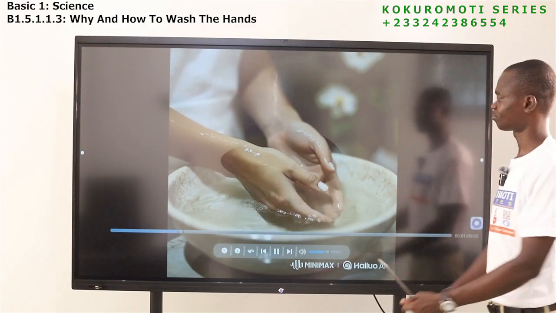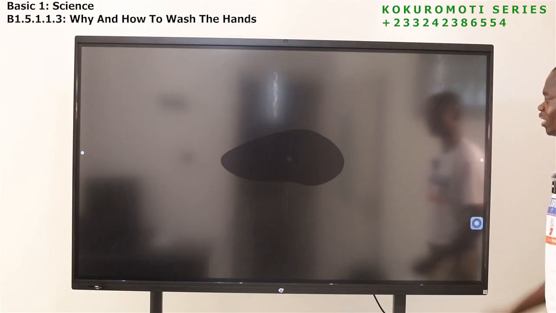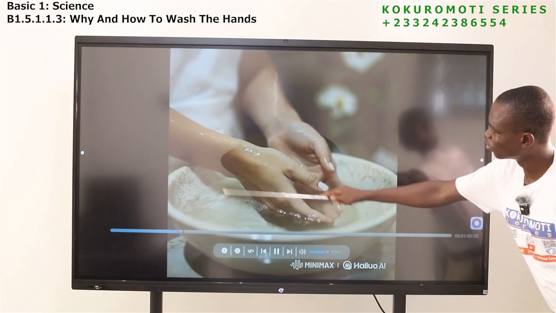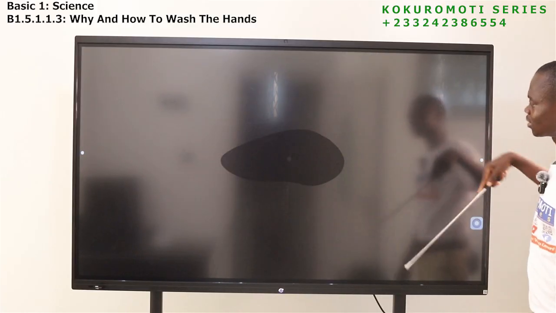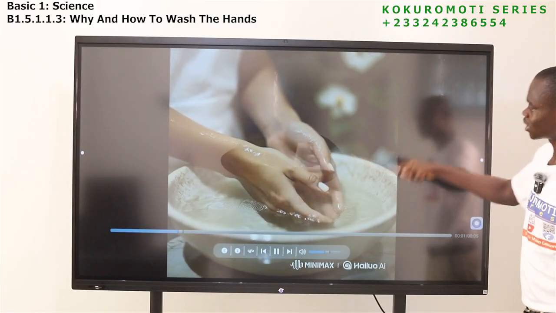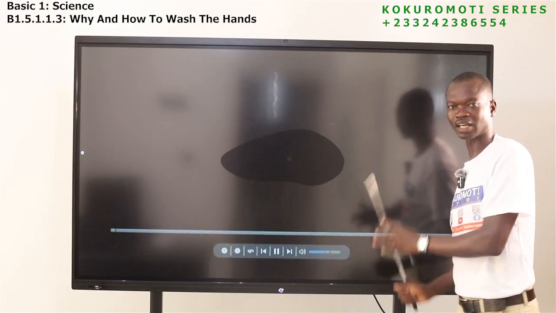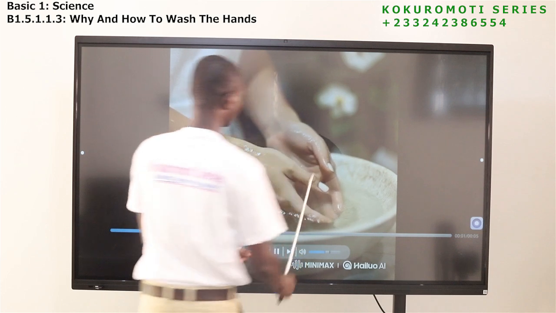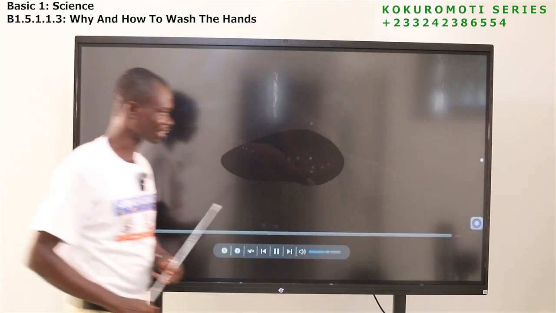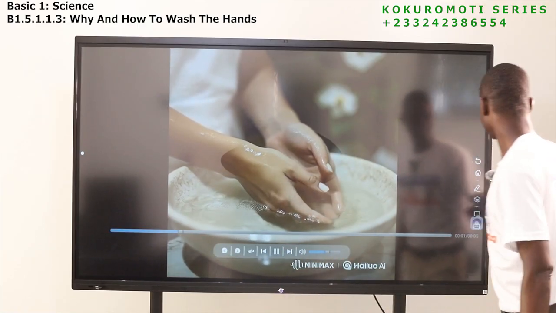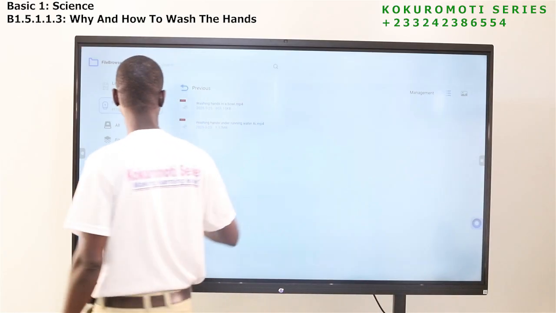Watch this for me. What do you see? It will come again. I can see a bowl here, a bowl of water, and then I can see hands. It will come again. A bowl of water and then hands. So is this the right way to wash our hands? The person is washing the hands. Is this the right way to wash our hands? Okay, keep your answer. Let's watch another one.